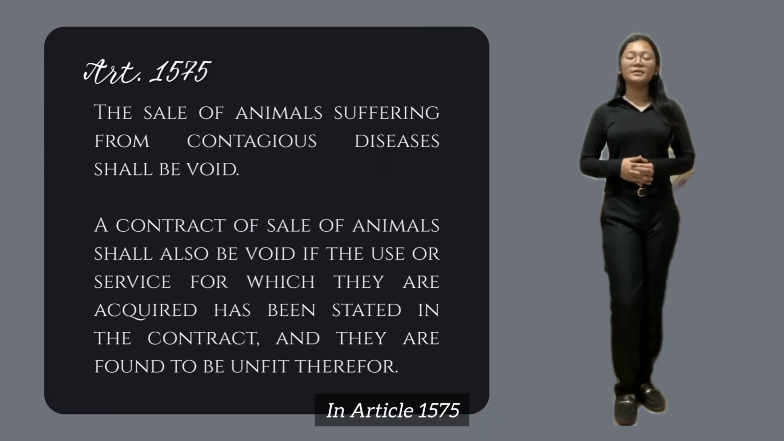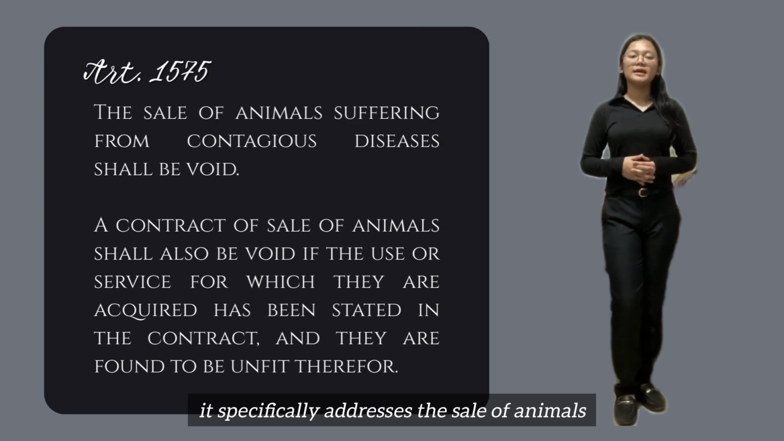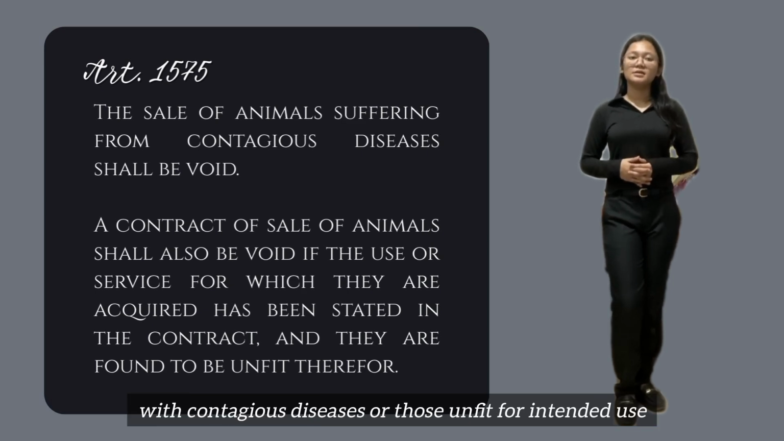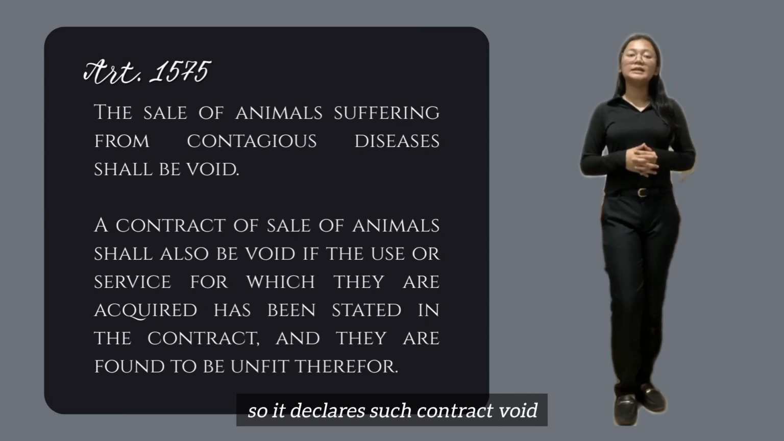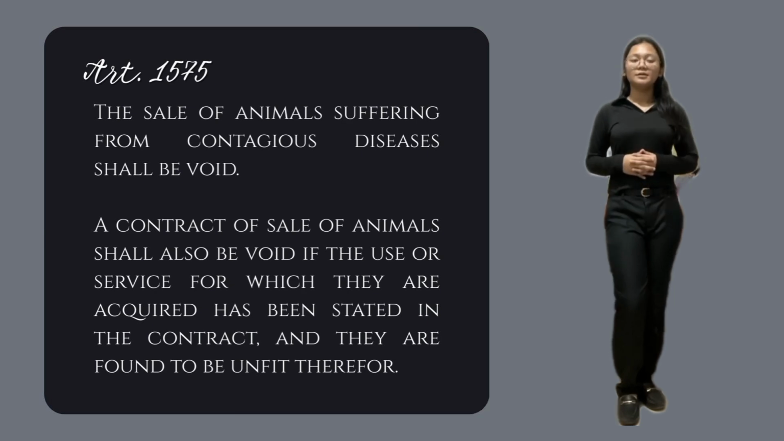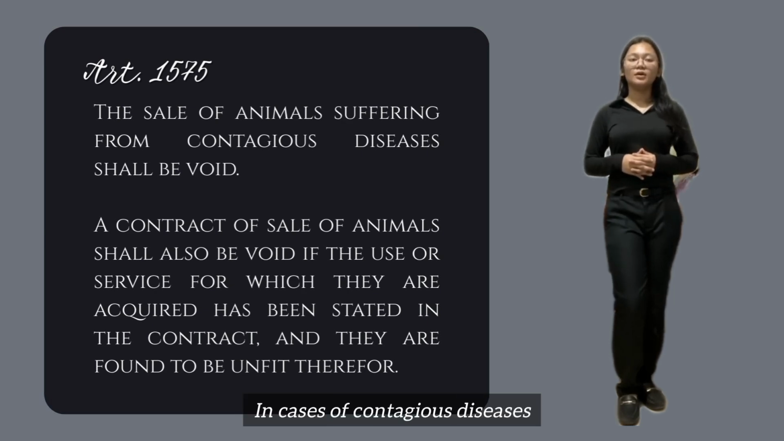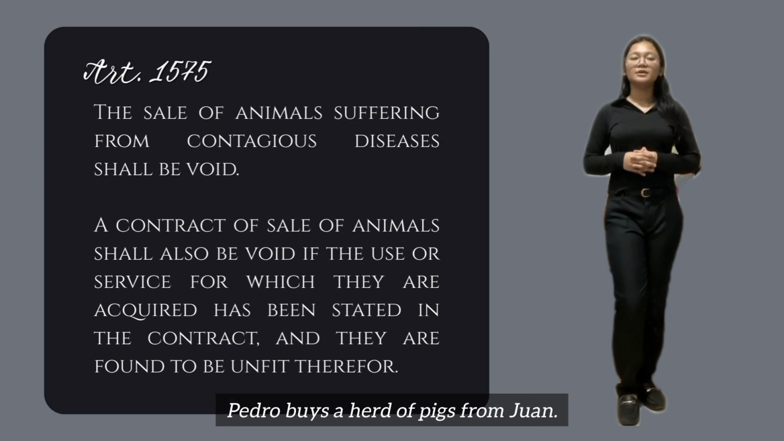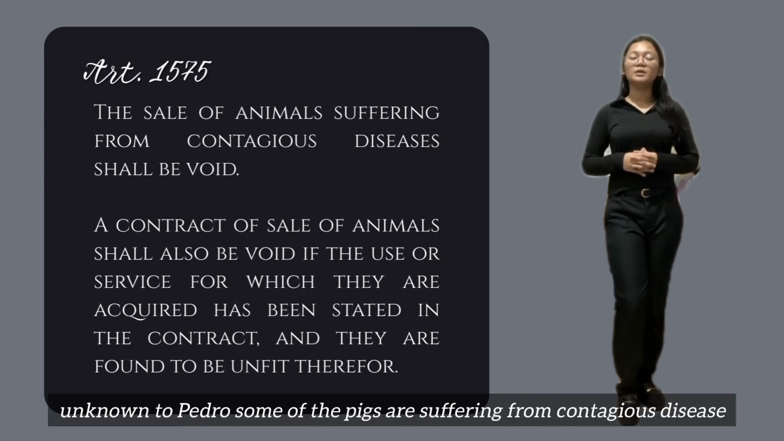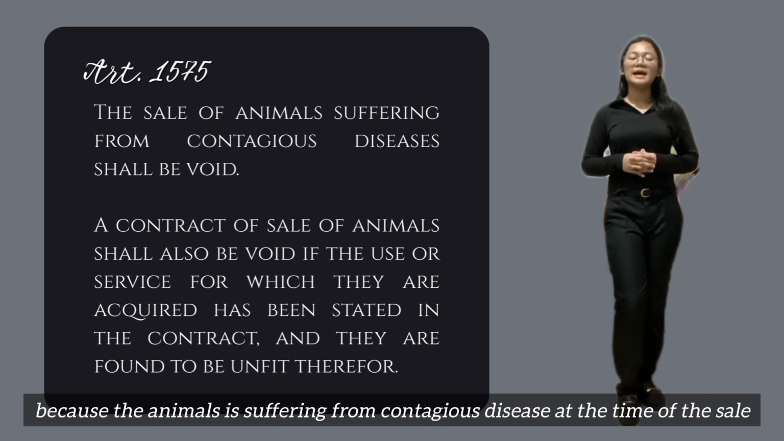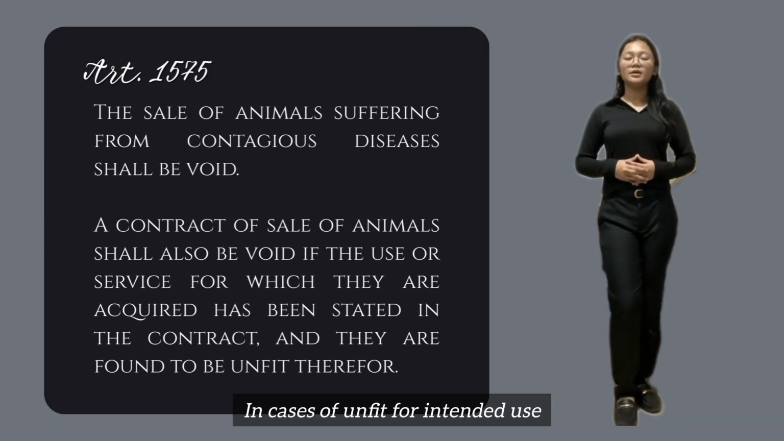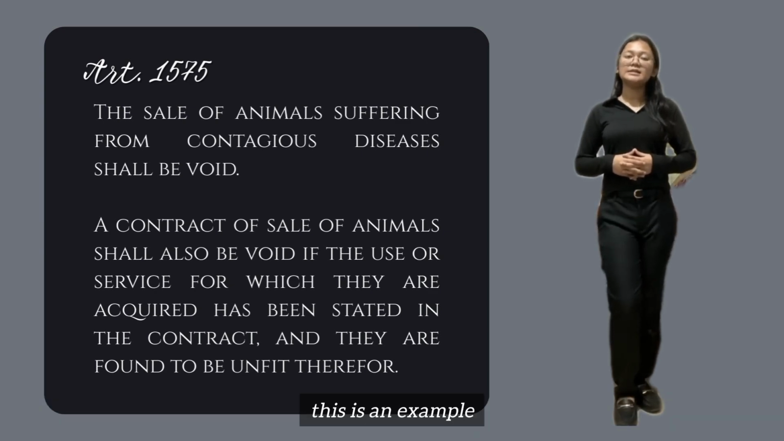In Article 1575, it specifically addresses the sale of animals with contagious diseases or those unfit for the intended use as stated in the contract. It declares such a contract void. An example in cases of contagious diseases: Pedro buys a herd of pigs from Juan. Unknown to Pedro, some of the pigs are suffering from a contagious disease. Under Article 1575, the contract is considered void because the animals are suffering from a contagious disease at the time of the sale.